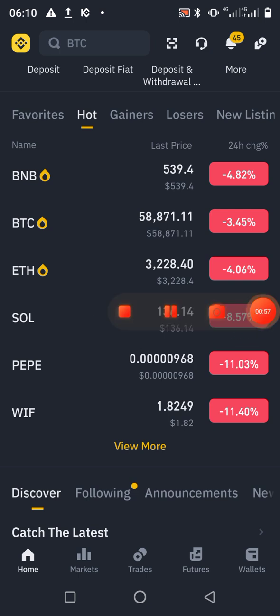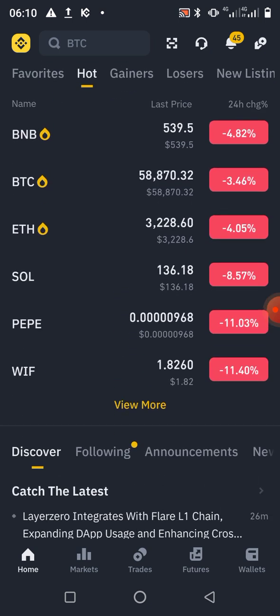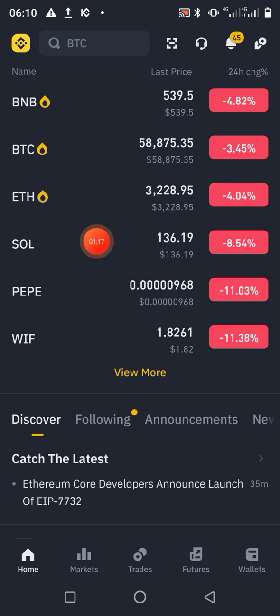It's applicable to both spot and futures. However, if you want to trade futures, there are other things to take into consideration for a particular trade so that you don't lose your funds. If you want to know about that, just let me know in the comment box. However, let's go straight into analyzing Sol.